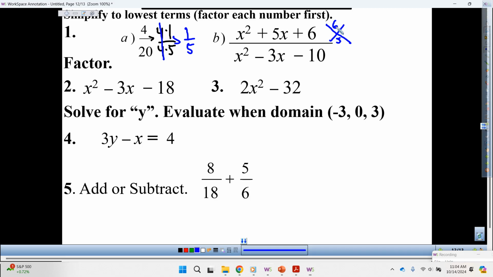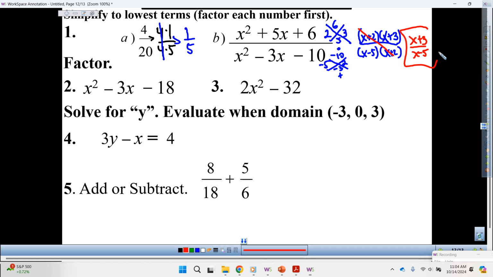6 and 5, factors of 6 that add up to 5, that's 2 times 3, or 2 plus 3. So my factors are x plus 2, x plus 3. Let me factor this one, -10, -3. Factors of -10 that add up to -3, that's -5 and 2, yes? So that means x minus 5, x plus 2. Giant 1, the x plus 2 is a giant 1, Mr. Q, and that leaves us with x plus 3 over x minus 5.